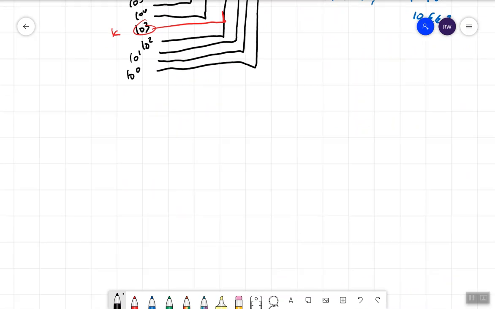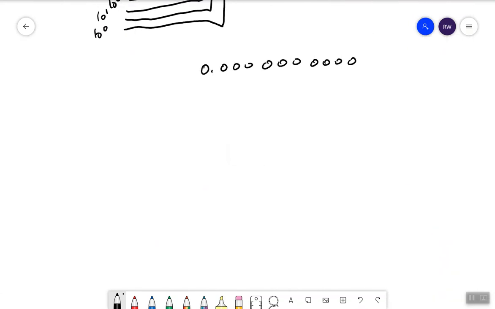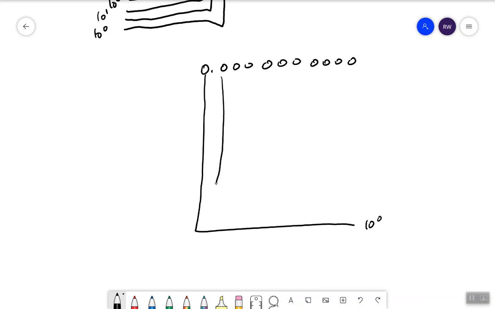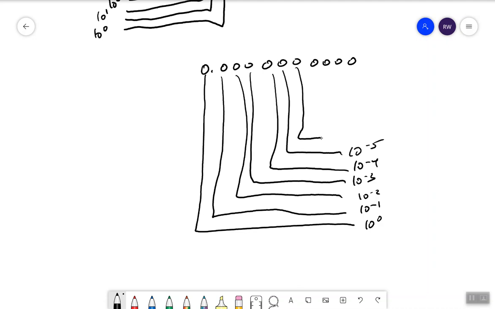Now we can go the other direction as well. And this is the one that causes most people the most confusion. Again, this is 10 to the 0. But the moment I go past my decimal point, I start putting negative numbers in here. 10 to the minus 1, 10 to the minus 2, 10 to the minus 3, 10 to the minus 4, 10 to the minus 5, 10 to the minus 6, etc.